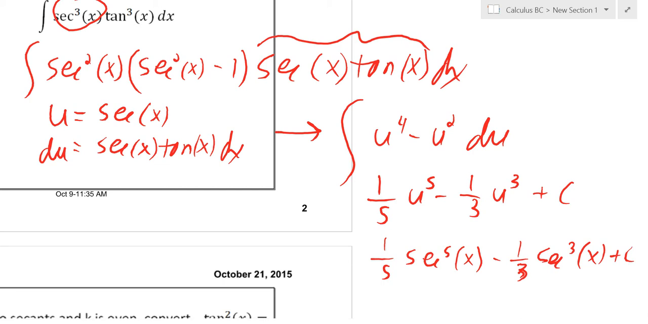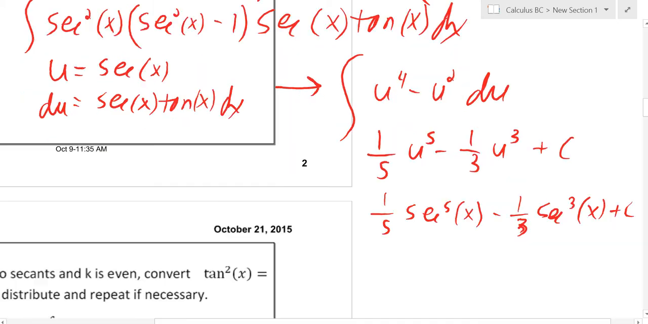Are we good? So if tangent's even, switch them over, leave two secants. If secant's odd, switch them over. No, I'm sorry, if tangent's odd, I apologize. Switch them over, leave one, and get the secant tangent, okay?